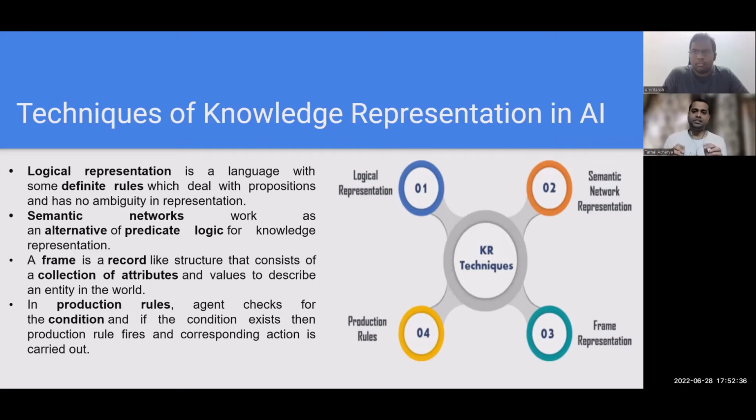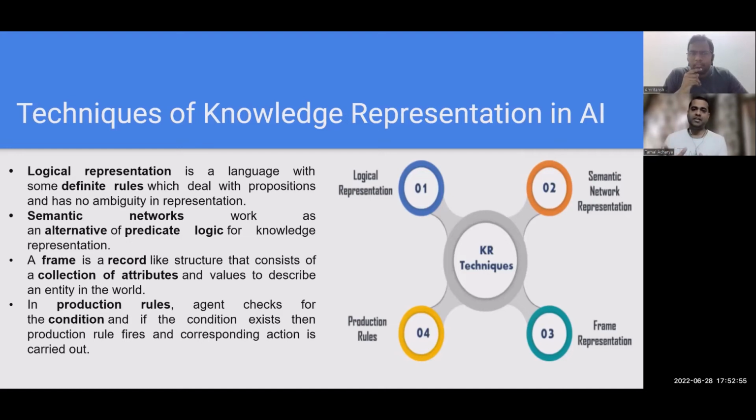That's logical representation. Then we have semantic representation. Semantic is the alternative to predicate logic for knowledge representation. It's all about graphs. You can think of semantic networks as graph structures. You know graphs: you have nodes, you have edges, and so on. So that's how it is.